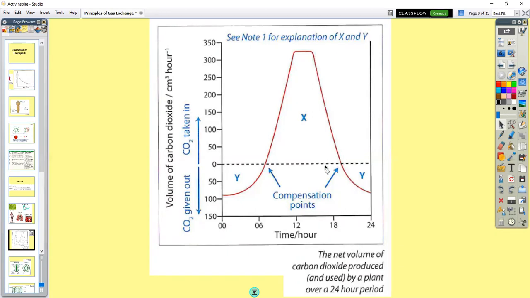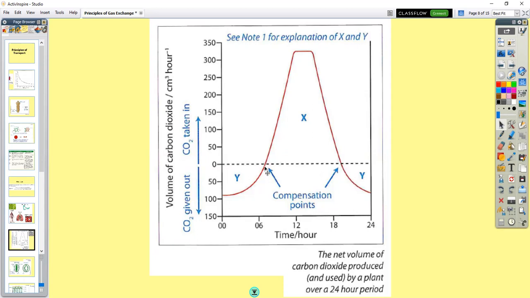So this big area here, X, is when the rate of photosynthesis is higher than the rate of respiration. If we take a look during the day, you have sunrise around 6, 7 o'clock here, so that light intensity is increasing. You'll have more photosynthesis, and that goes on until sunset at 6, 7 o'clock at night, when the light intensity decreases and you have more respiration going on.